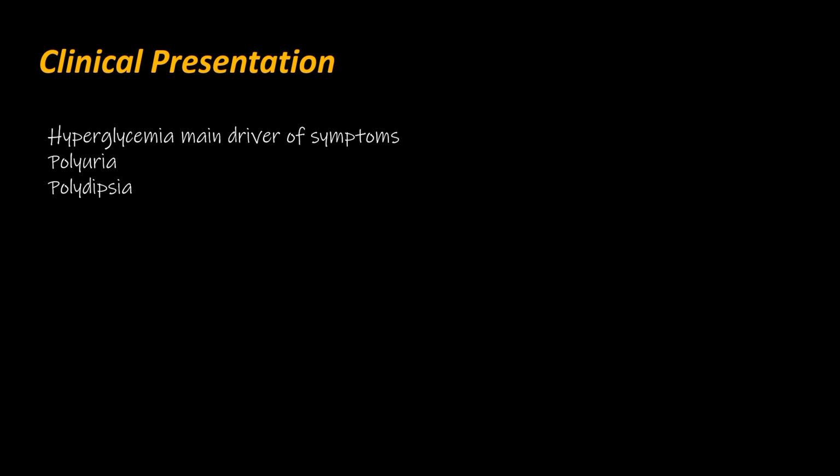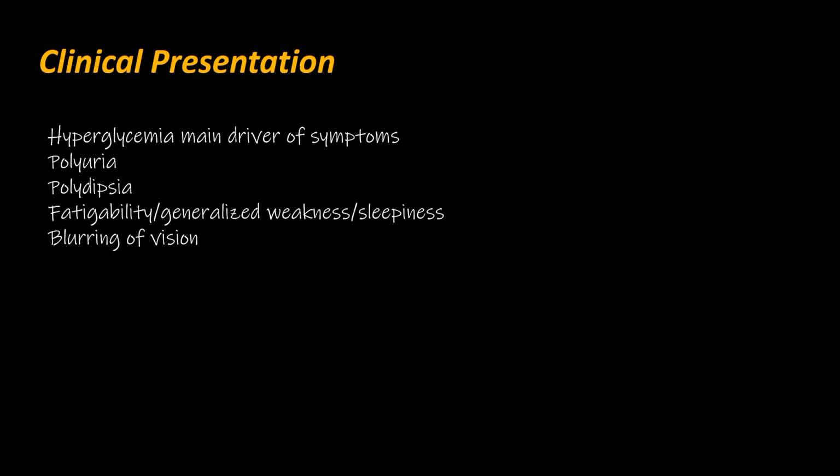The patient has increased thirst, so polyuria, polydipsia, fatigability, generalized weakness, and sleepiness. The tissues are deprived of glucose because of the absence of glucose entering into tissues to be available for energy production. This leads to fatigability, generalized weakness, and somnolence.